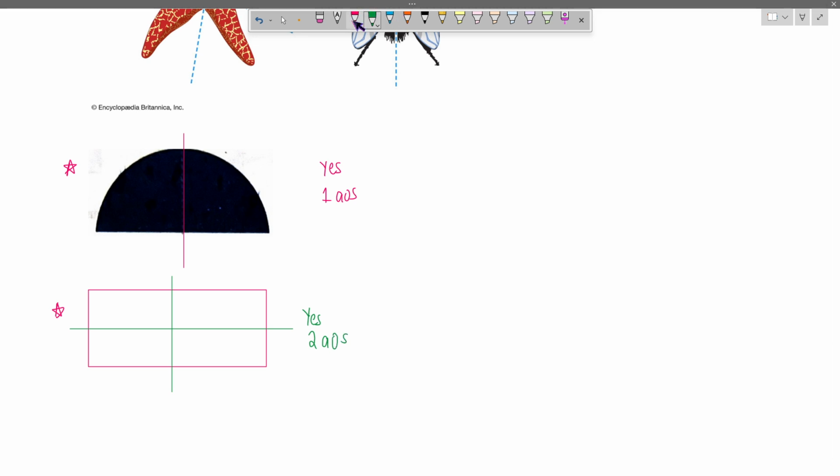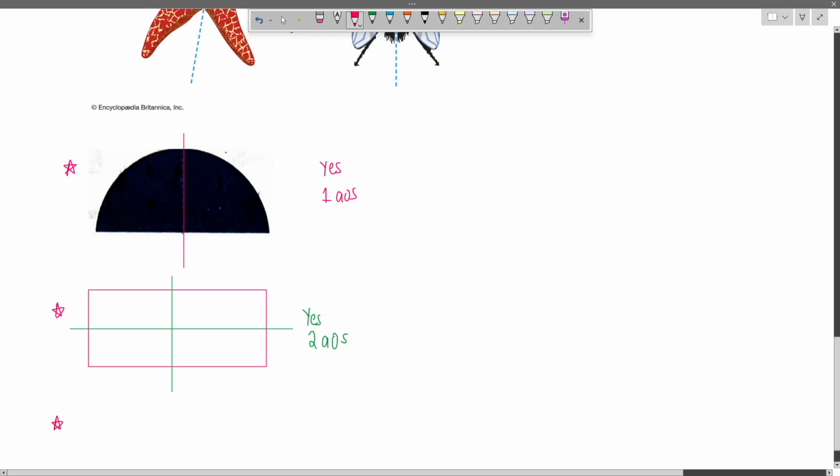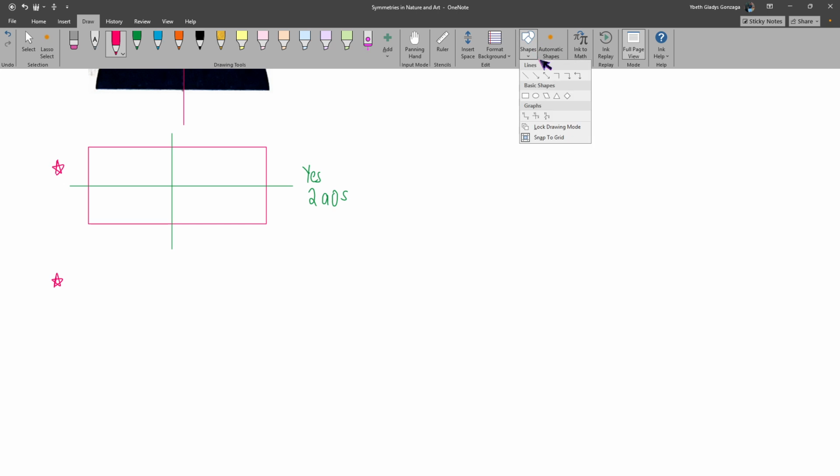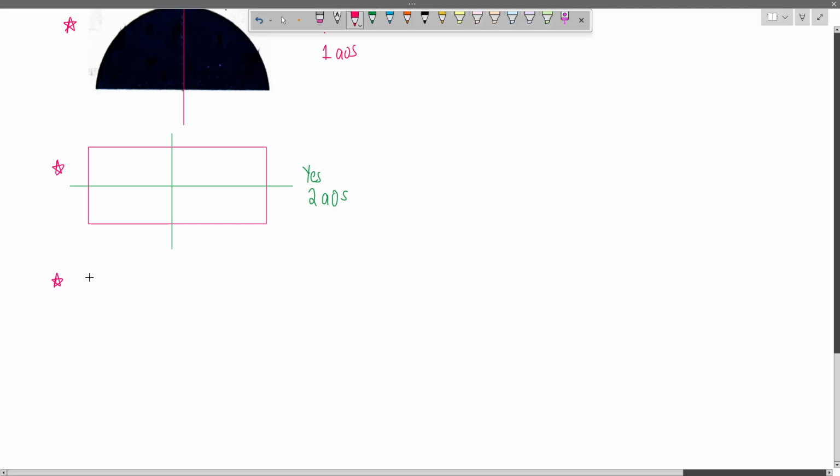Now let's have a square. So let's draw one. It's not gonna be perfect, but just bear with me. So we have this square. Okay.